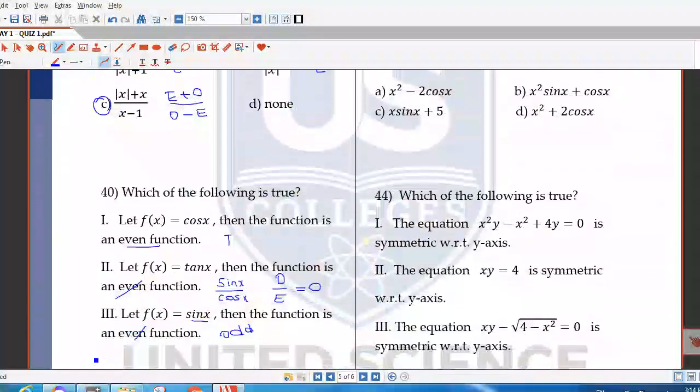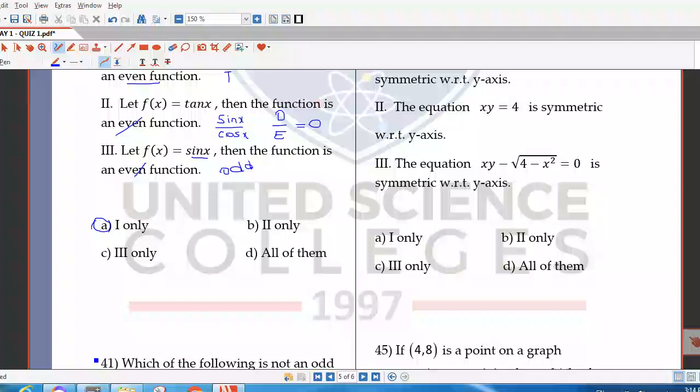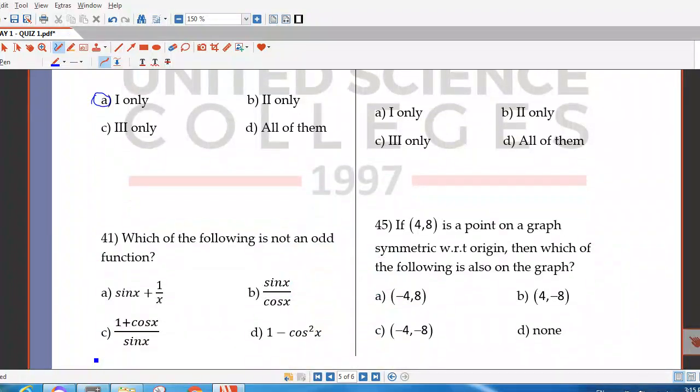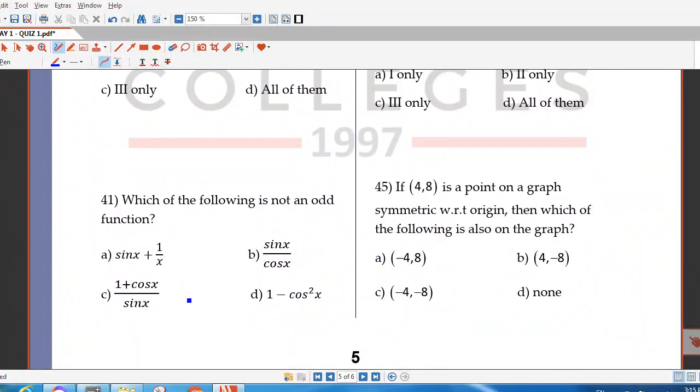Question 41. Which of the following functions is not an odd function? Not an odd function, I can think similarly. I can look for the case which is neither, and I can also look for the case of even. Sin x is an odd function. 1 over x is also an odd function. The sum of them will be another odd function.